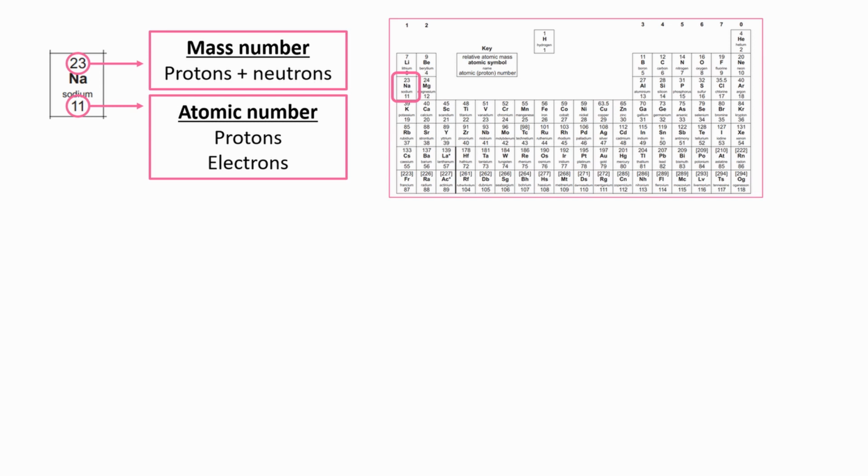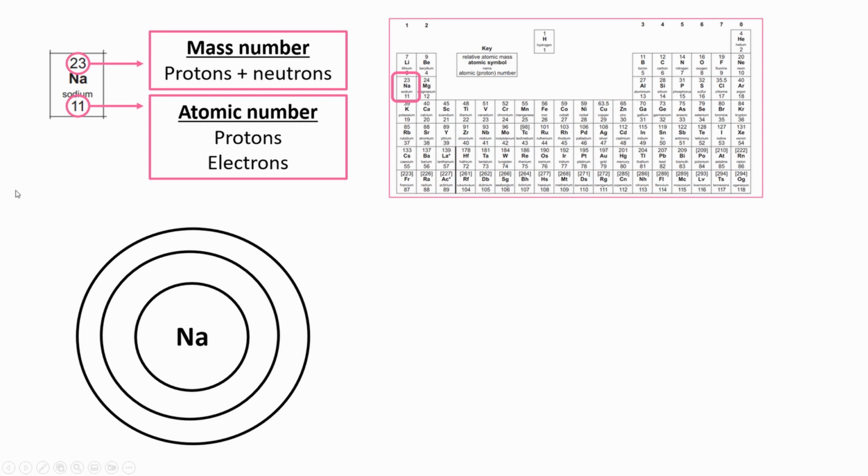Now when drawing the electron arrangement of atoms, you need to know the structure of an atom. We have the nucleus in the center where the protons and neutrons are located, and then we have electrons in fixed energy levels or shells, and these electrons orbit the nucleus. Now you know the structure of an atom. Let's go through the rules for drawing electron arrangement.